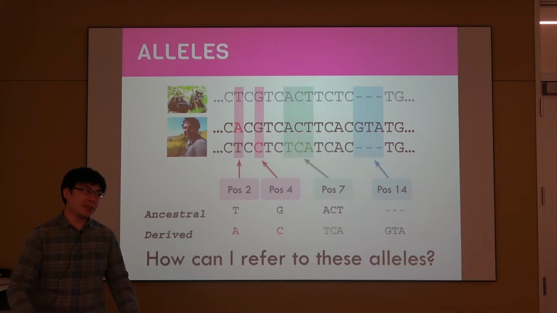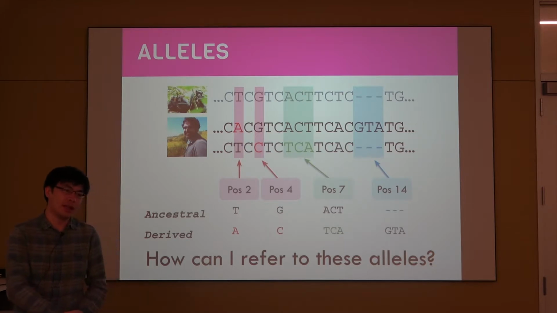So another way to describe these alleles, of course, as you've seen before, is ancestral and derived. And ancestral is, of course, the allele that's in the species before humans, which is usually primates or even further back. And then the derived one is the newest allele.